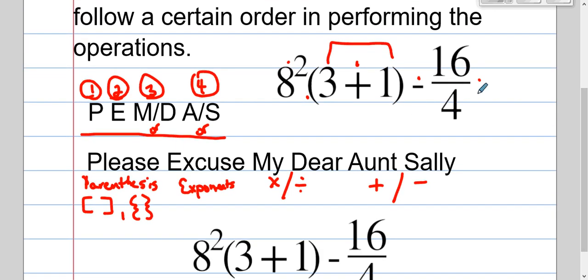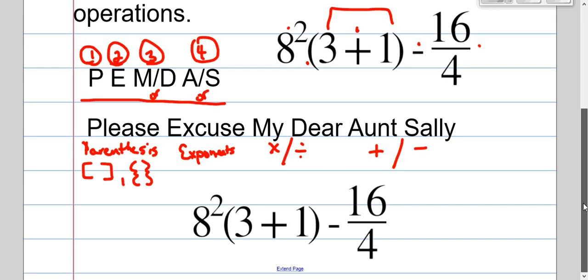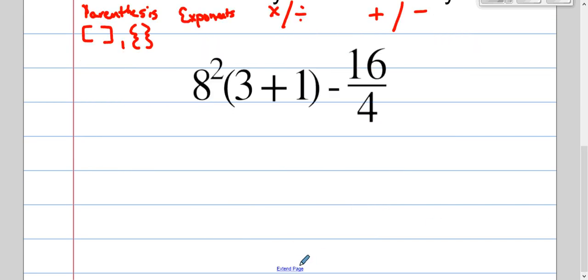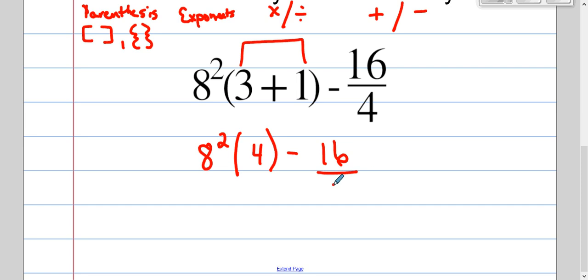All right, so let's work this out following the order of operations. First, I'm supposed to do parentheses. So I would come here. Inside my parentheses, I see 3 plus 1, which gives me 4. So I'm going to take that and simplify it down to 4. So now I have 8 squared, or 8 to the second power, times 4 minus 16 divided by 4.